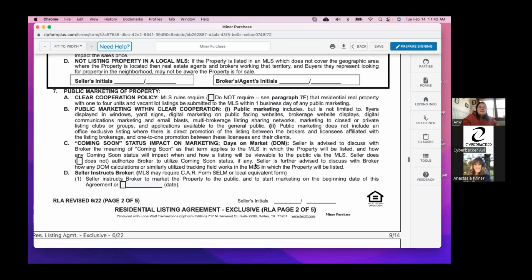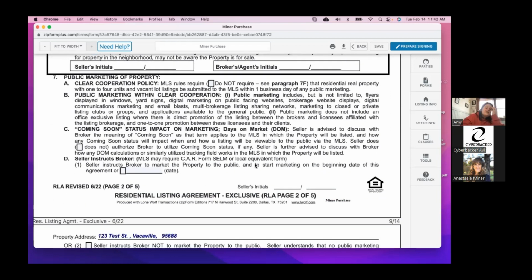The public marketing of the property is section 7, clear cooperation policy. The MLS rules require that a residential real property with 1 to 4 units and vacant lot listings be submitted to the MLS within 1 business day of any public marketing. Okay. Barry's, I believe, still doesn't fall within this.